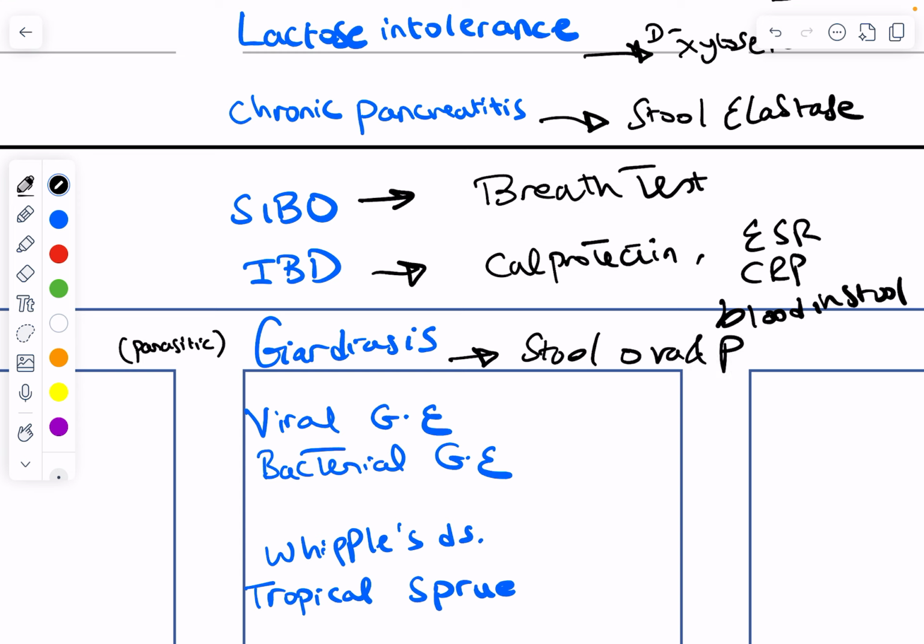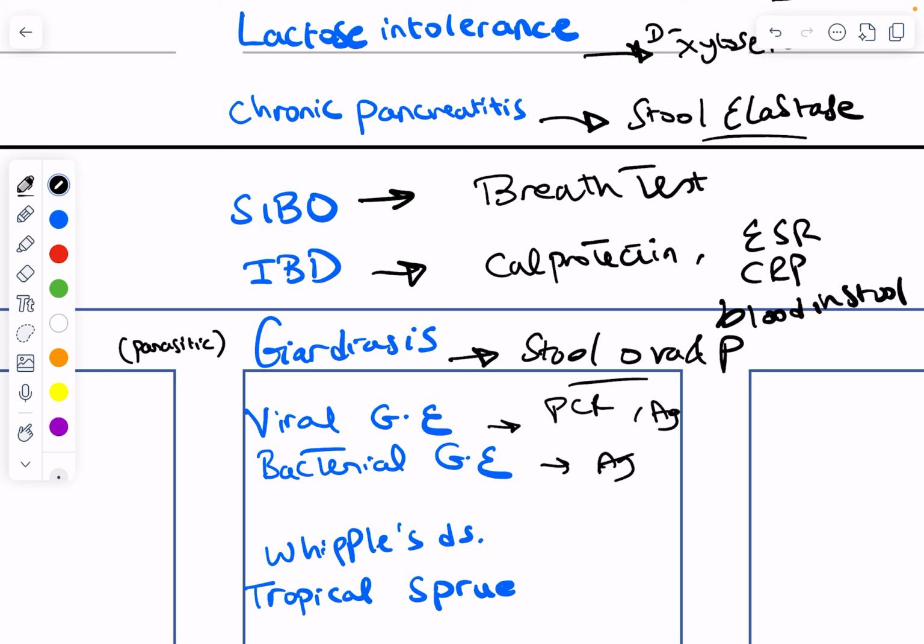So stool analysis alone, guys, if you choose that on the CCS cases, it's not gonna include everything. You have to choose each one separately. Stool O&P, stool elastase, you have to choose it. Viral and bacterial gastroenteritis, you might want to do viral PCR or antigen, bacterial antigen as well.